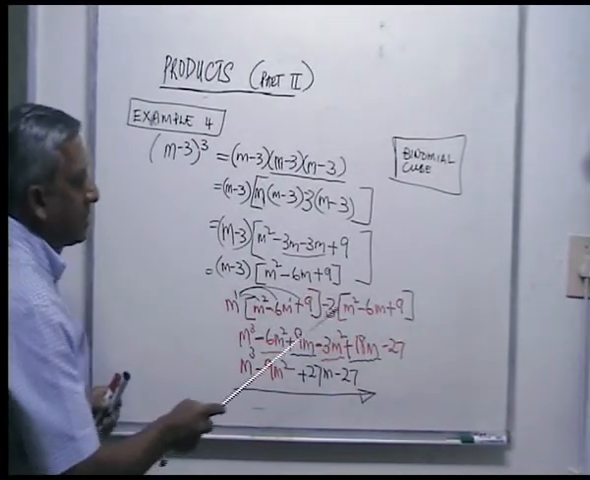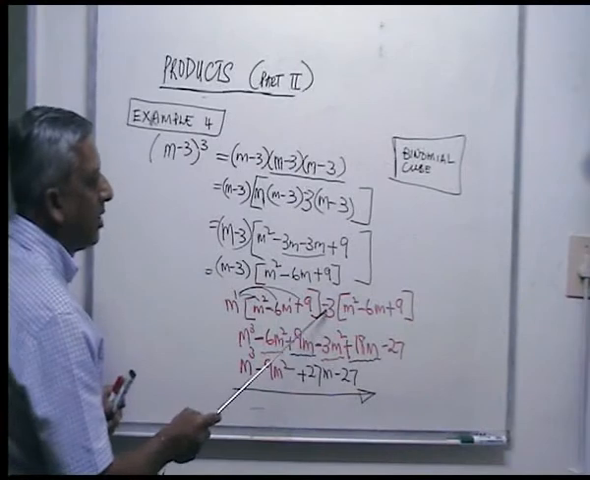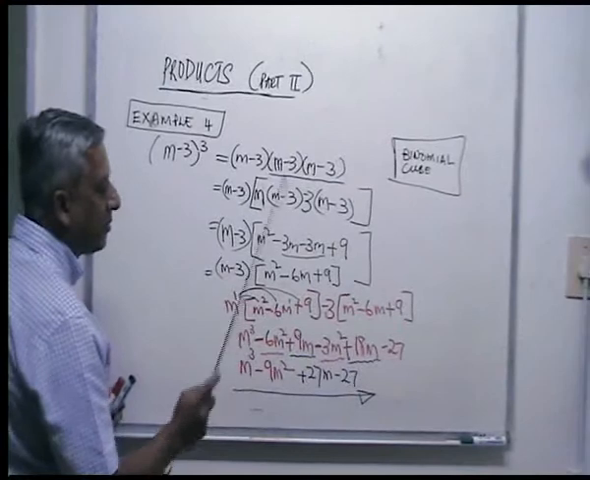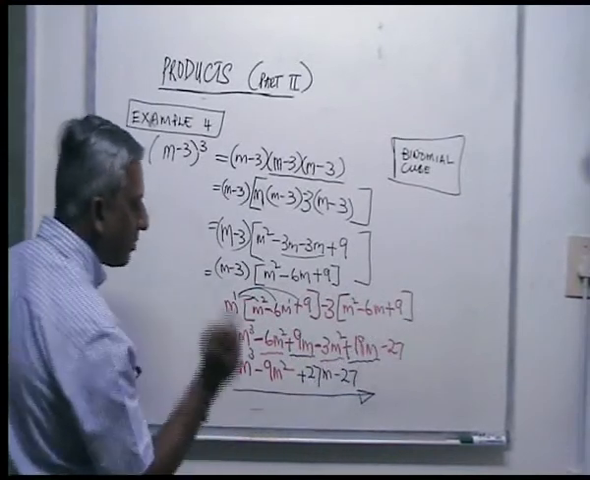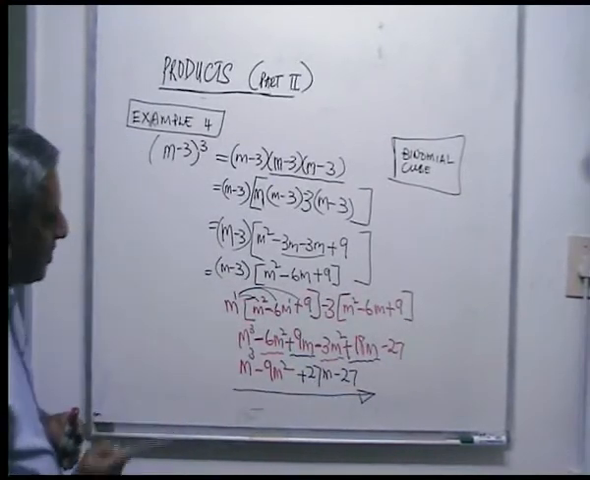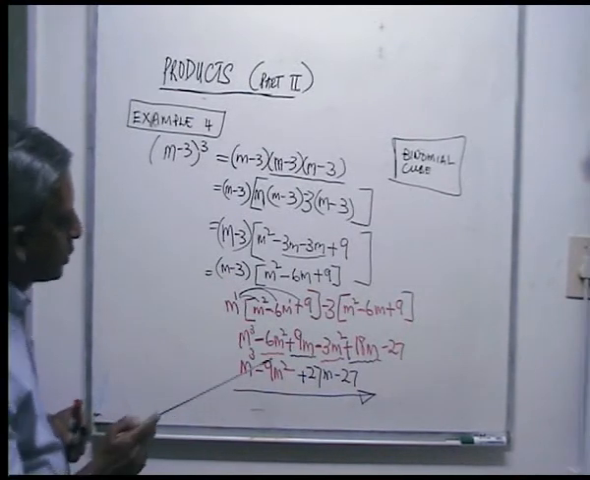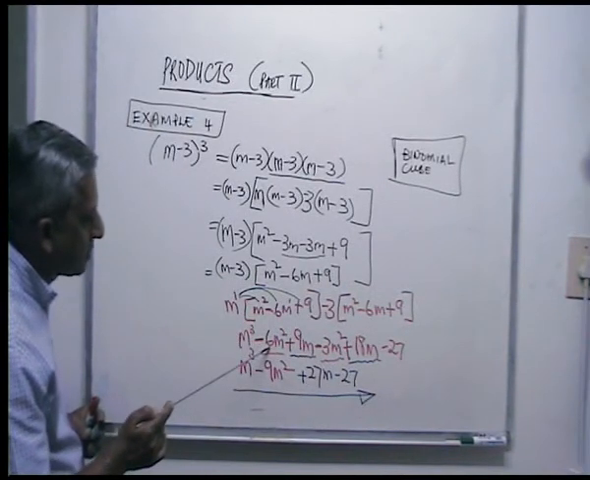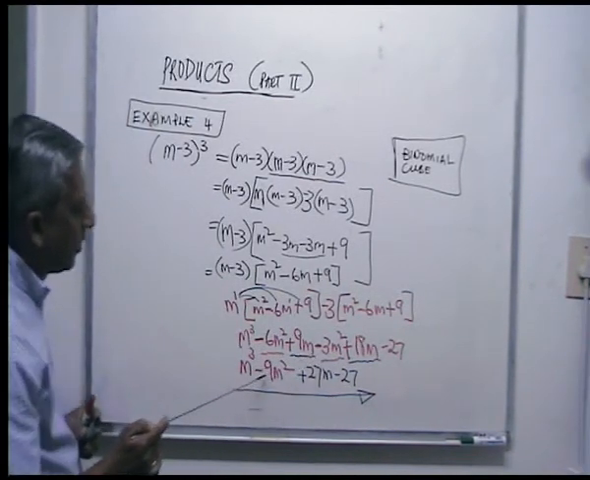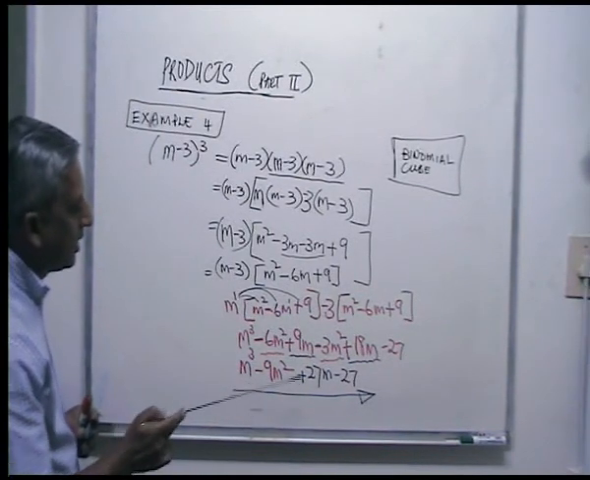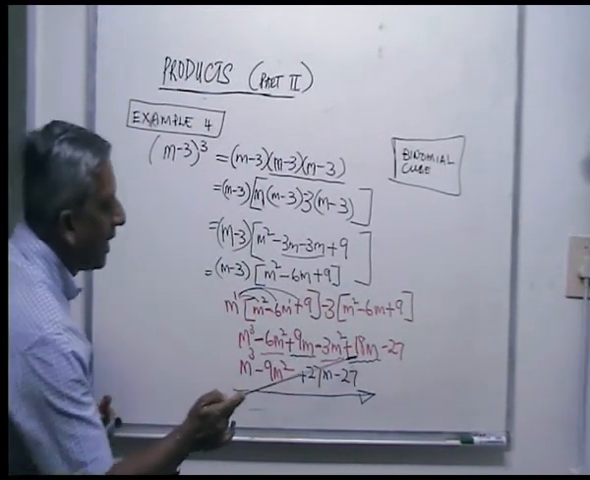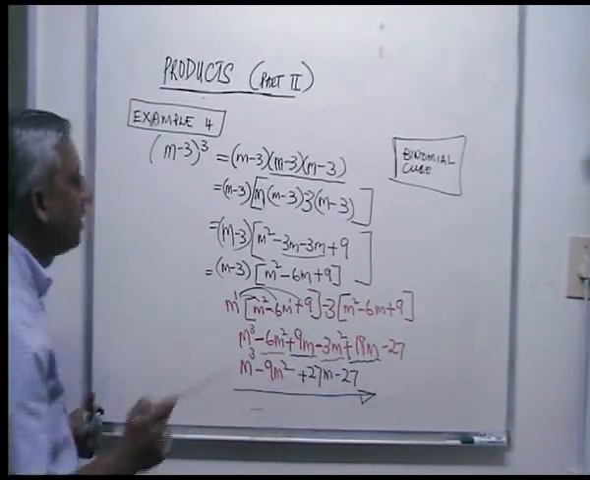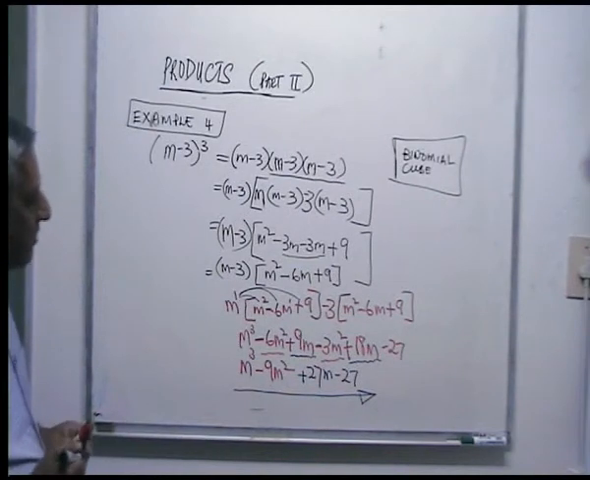Then same thing here. Minus 3 times m squared gives you minus 3m squared. Minus 3 times minus 6m gives you plus 18m. Minus 3 times plus 9 gives you minus 27. Then when we looked at this step, we found there's 2 sets of like terms. You've got m squared and m squared, minus 6m squared and minus 3m squared. When you add them up, you get minus 9m squared. Then you've got 9m and 18m, add them up and you get 27m. And then simply bring down the minus 27.